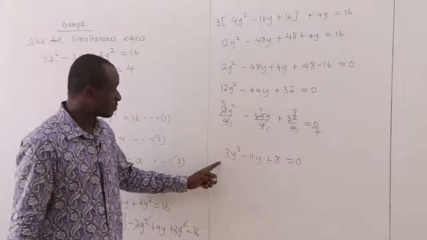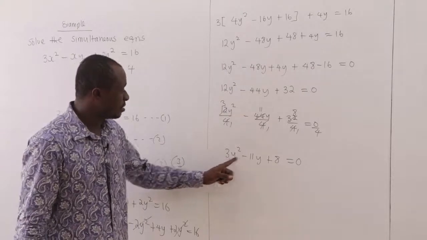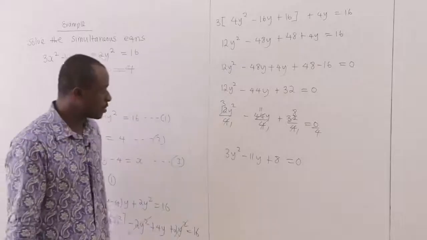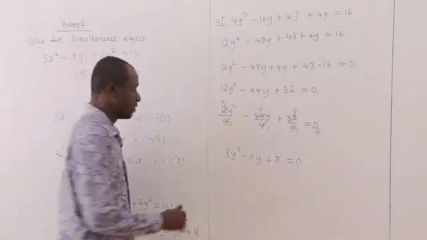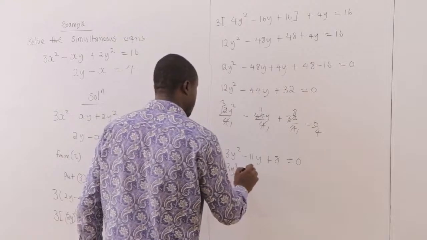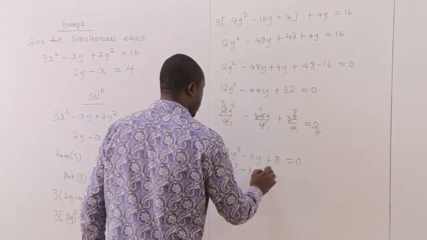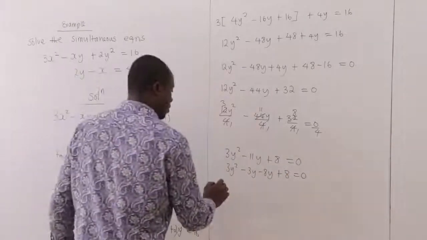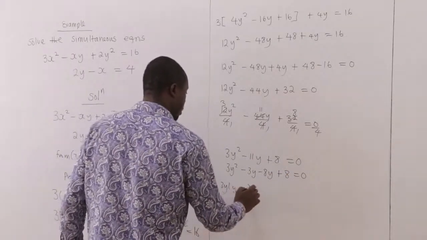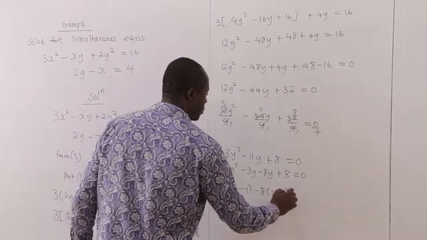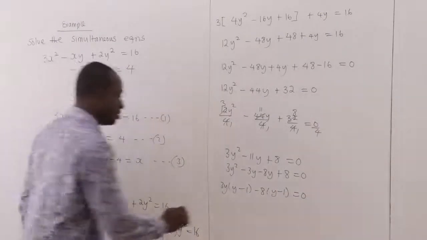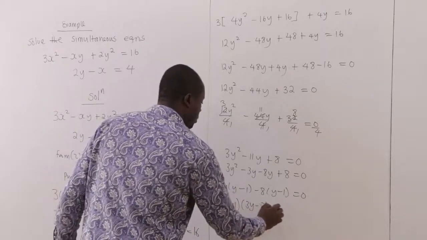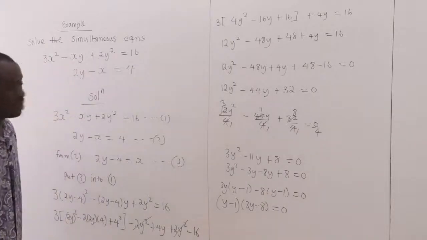Now let's see. 3 times 8 is 24. We need two numbers that multiply to give 24 and add to give negative 11. Clearly, the factors are negative 3y minus 8y plus 8 equal to 0. Factorize 3y out, what do you have? y minus 1. For 8, we have y minus 1 equal to 0. So you have y minus 1, 3y minus 8, equal to 0.